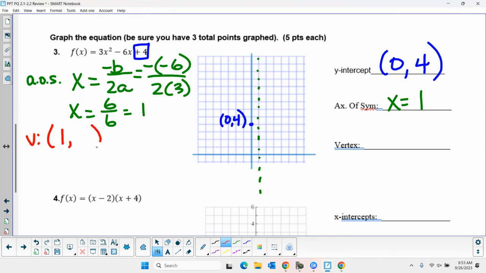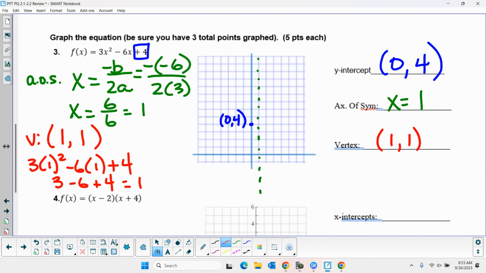So I'm going to put 1 in for x. 1 squared is 1 times 3 is 3. Negative 6 times 1 is negative 6. 3 minus 6 is negative 3 plus 4 is positive 1. So there's my vertex, 1, 1.